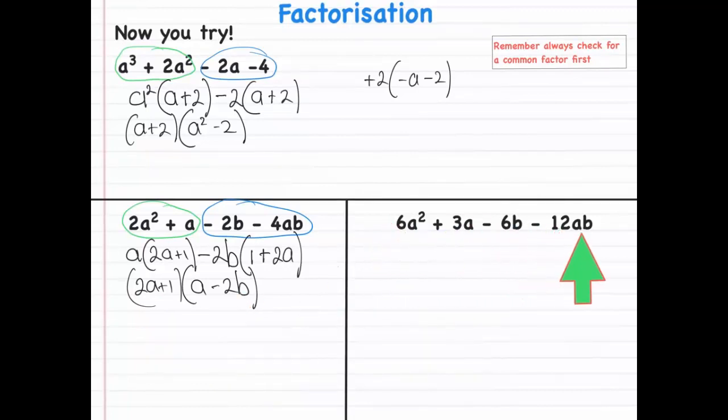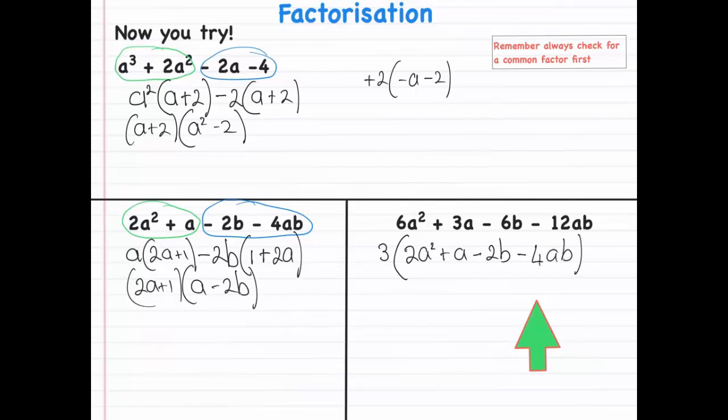If I look at this one, I can immediately see there's a common factor between the 6, 3, 6 and 12. The common factor is 3. So then we open up brackets and we see that we have left 6 divided by 3 is 2a squared plus a, minus 6 divided by 3, which is 2b. And then minus 12ab divided by 3 will be minus 4ab. And let's close it off.